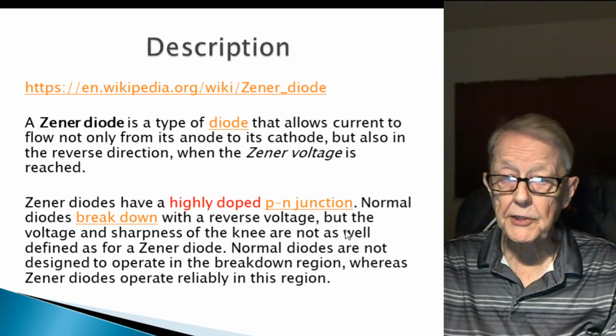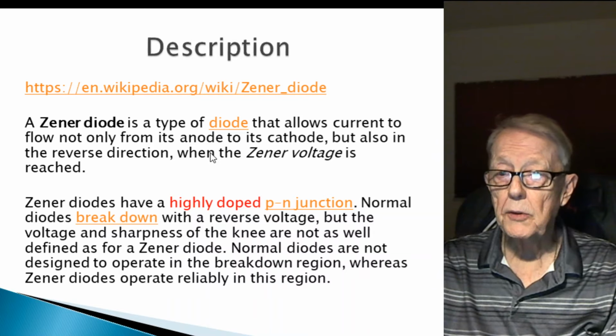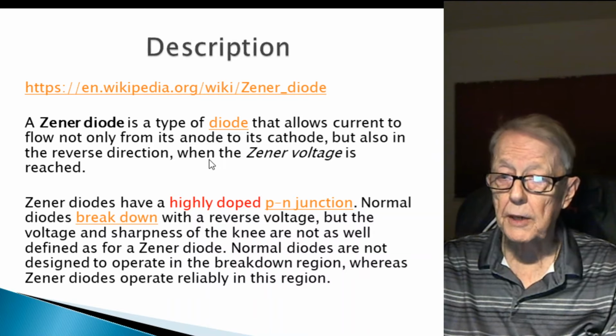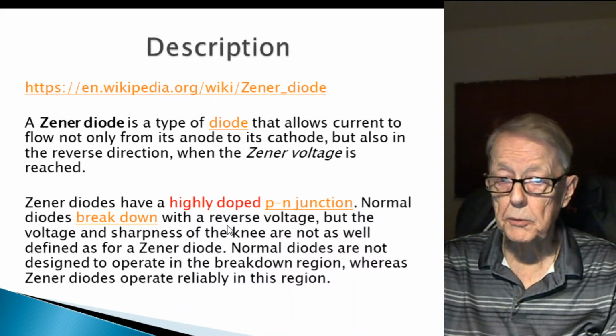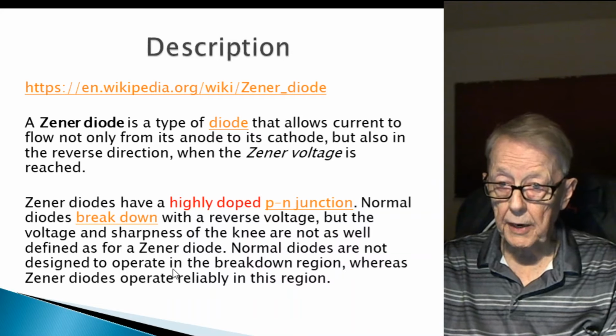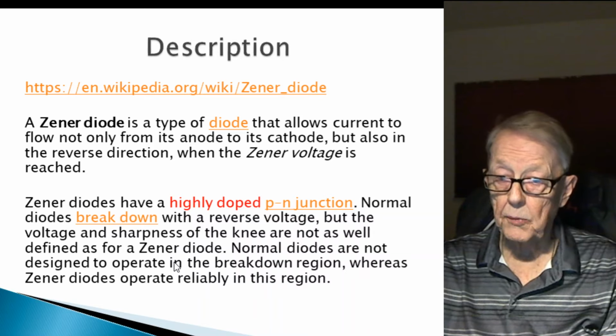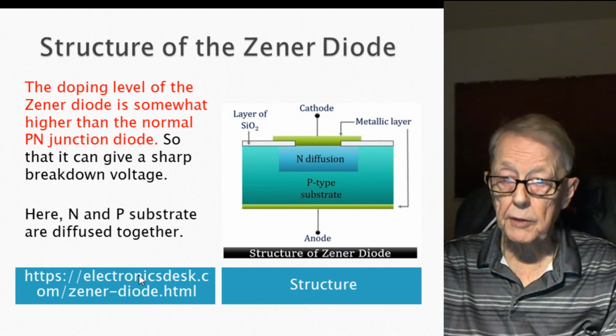Here's a description of a Zener diode from Wikipedia. A Zener diode is a type of diode that allows current to flow not only from its anode to its cathode, but also in the reverse direction, specifically when the Zener voltage is reached. Zener diodes have a highly doped p-n junction. Normal diodes break down with the reverse voltage too, but the voltage and sharpness of the knee are not as well defined as it is for the Zener diode. Normal diodes are not designed to operate in the breakdown region, whereas Zener diodes operate reliably in this region of the diode.